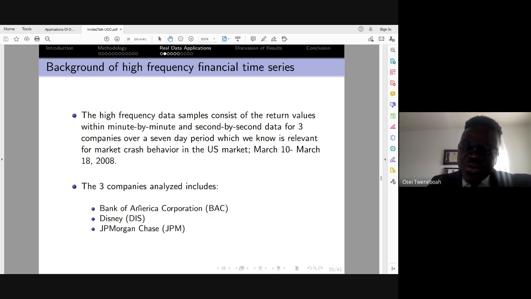For this, what we did was analyze some stocks from big corporations. Here we considered the companies Bank of America, which is one of the banks in the US, and also Disney, which is in the entertainment industry, and then JP Morgan Chase, which is also a financial institution in the US. So basically these were the three companies that we looked at.